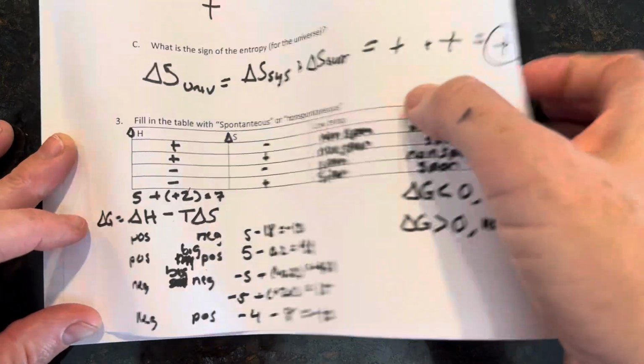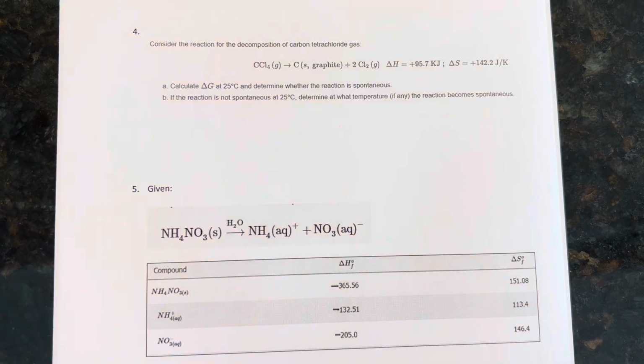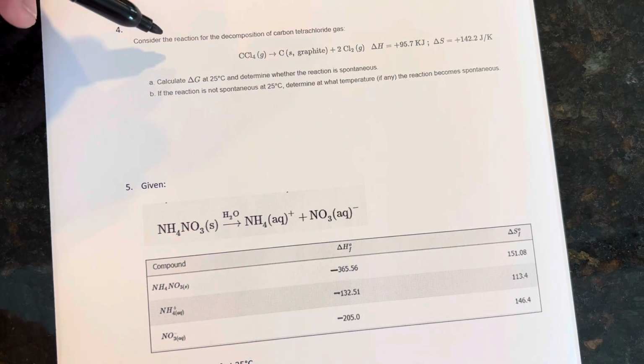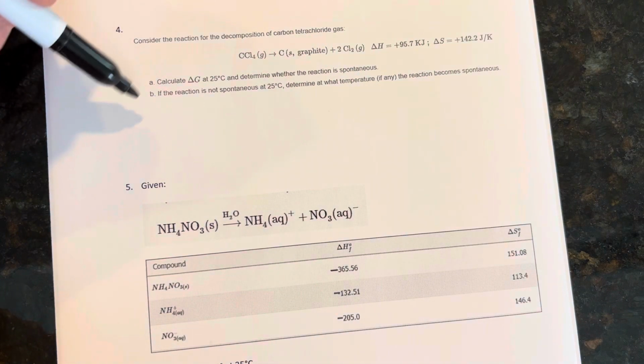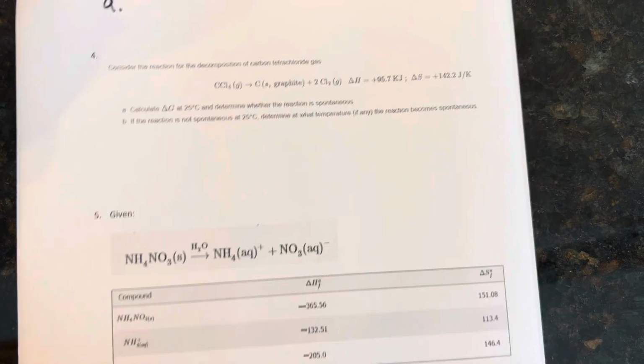All right, moving on. Number 4. Consider this reaction. It asks me kind of two things. A, calculate delta G, and B, if it's spontaneous, or if it's not spontaneous, determine at which temperature it will become spontaneous. So let's focus on A real quick. I'm going to do it up here.